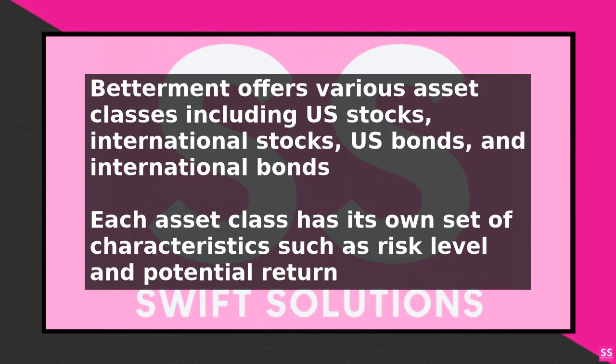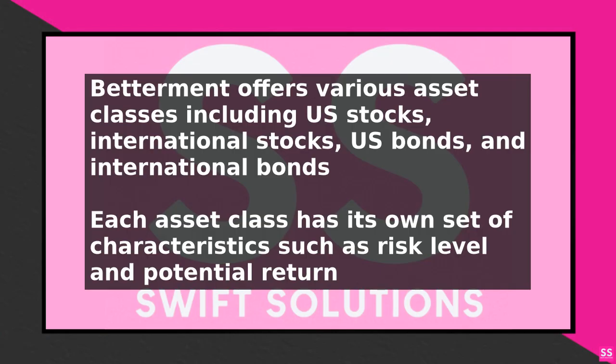Real estate, for example, can provide a steady income stream and diversification benefits, but it often requires a significant upfront investment. Commodities, on the other hand, can be volatile and are often used as a hedge against inflation. When comparing asset classes, consider factors such as risk tolerance, investment horizon, and financial goals.